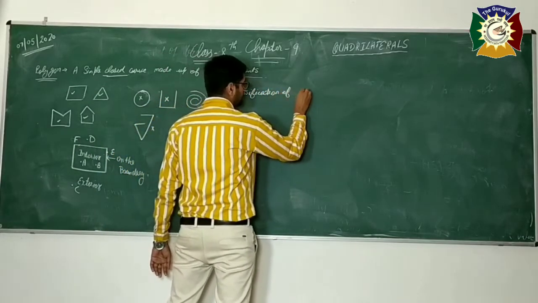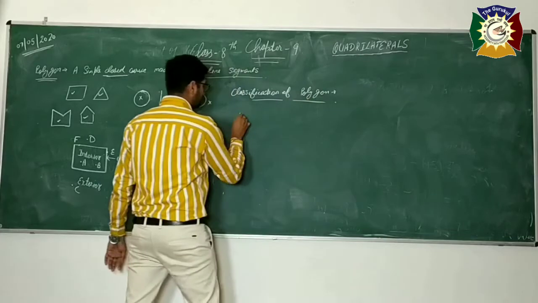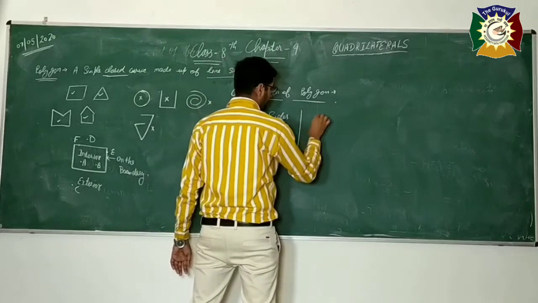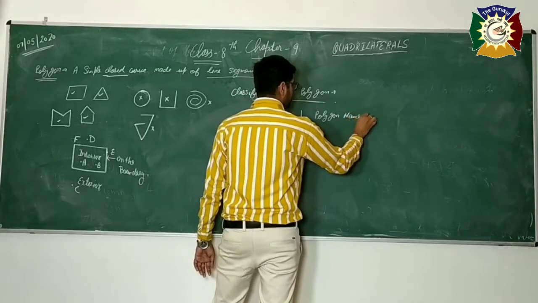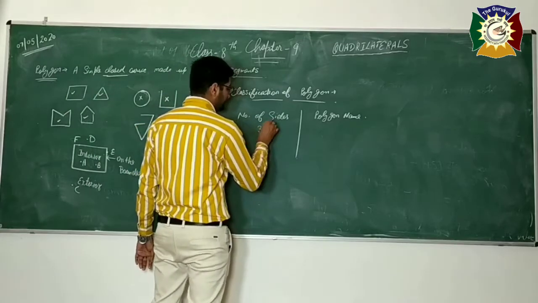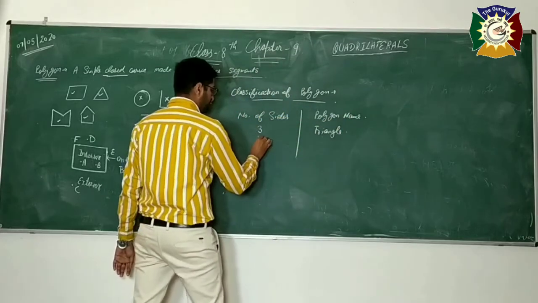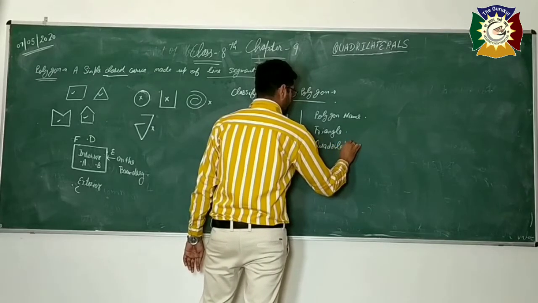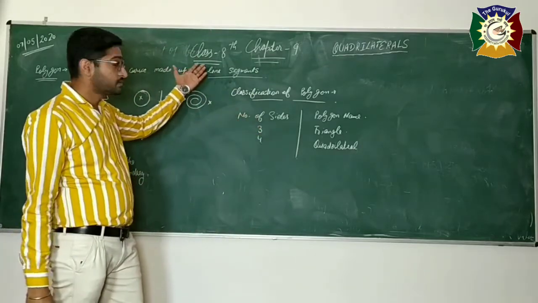Now the next point: how we classify the polygons. Classification of polygons is by number of sides and polygon name. If 3 sides are there, then it's called a triangle. If 4 sides are there, then it's called a quadrilateral. And you can see our topic is quadrilateral.